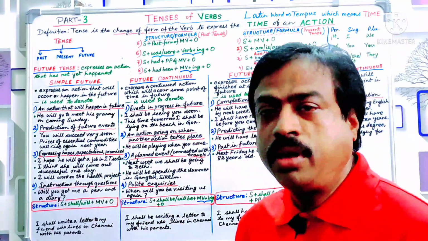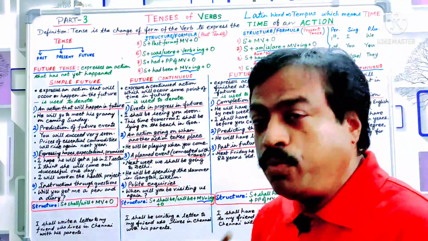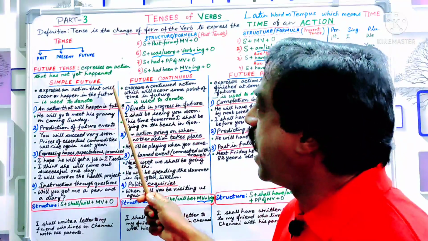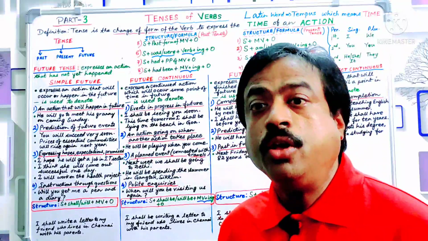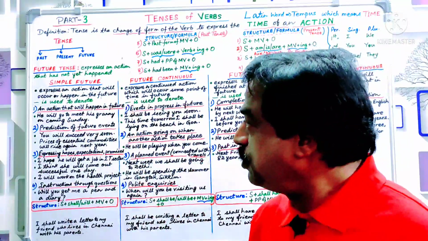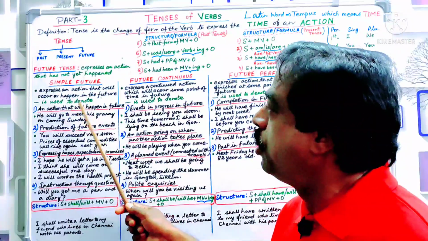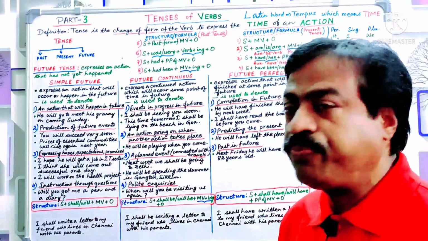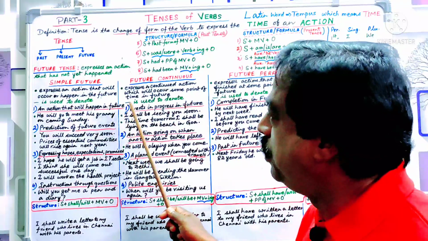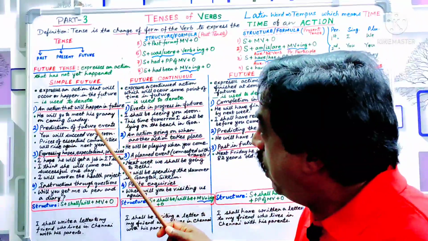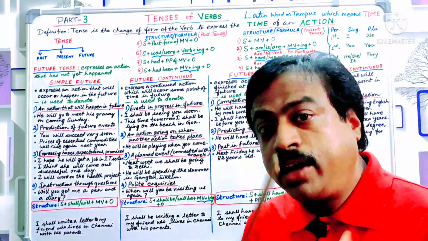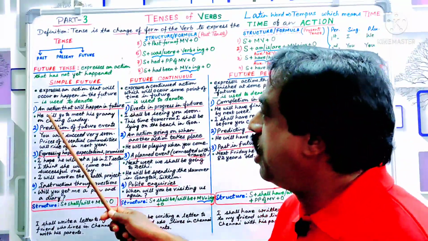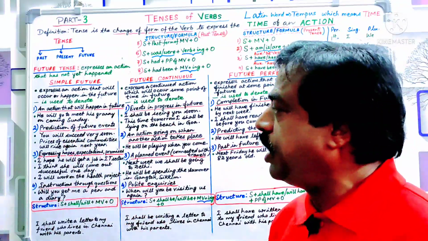The first one is simple future. Here you will be able to know that simple future expresses an action that will occur or happen in the future. Simple future is used to denote an action that will happen in future. A very good example for it will be, he will go to meet his granny on coming Sunday.